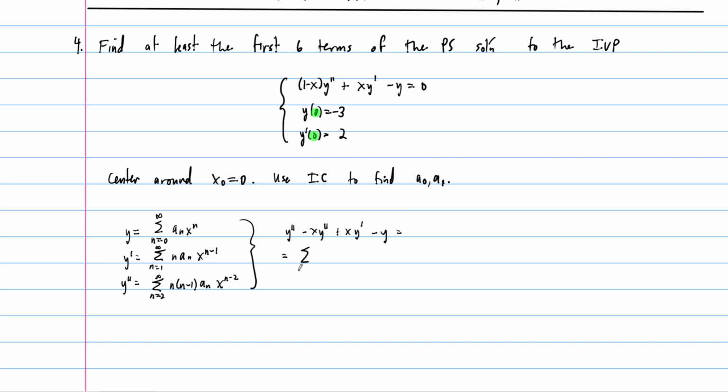power series version here. So this is n from 2 to infinity, n times n minus 1, a sub n, x to the n minus 2, minus x times the sum, n from 2 to infinity, n minus 1, a sub n, x to the n minus 2, plus x times the sum, n goes from 1 to infinity, n a sub n, x to the n minus 1, and then finally minus just the sum, n from 0 to infinity, a sub n, x to the n. This is all supposed to equal 0, right?